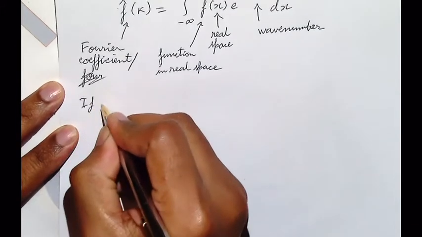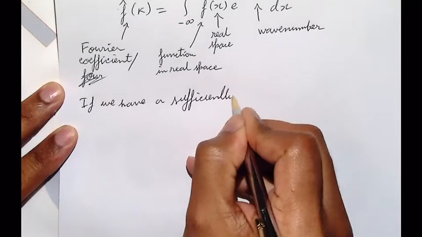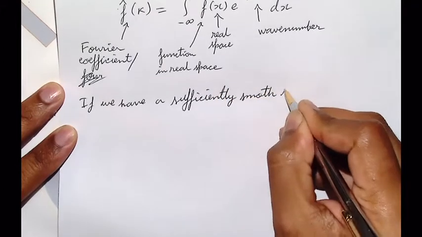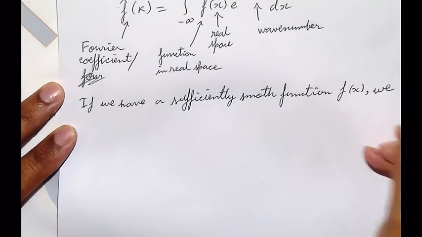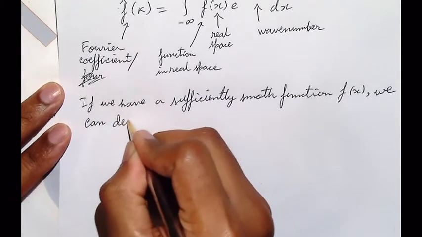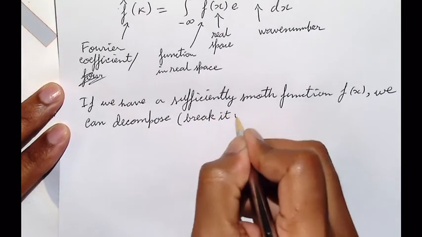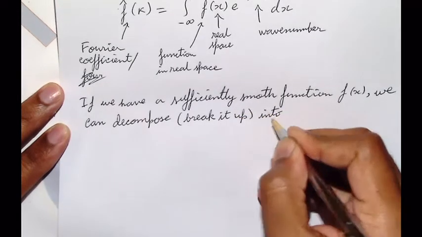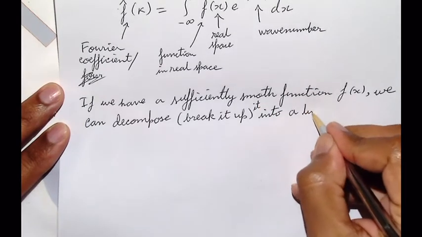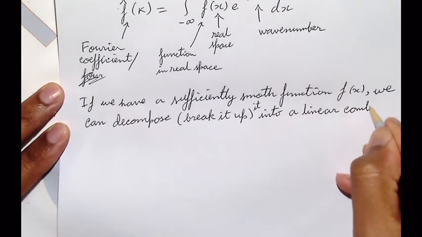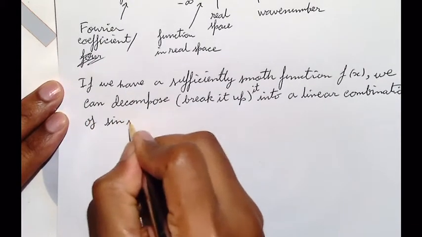If we have a sufficiently smooth function f of x, we can decompose it, or break it up, into a linear combination of sines and cosines.